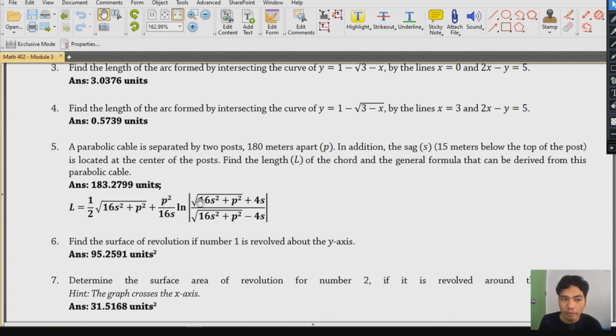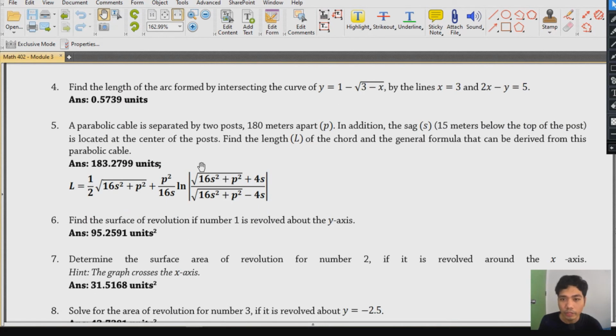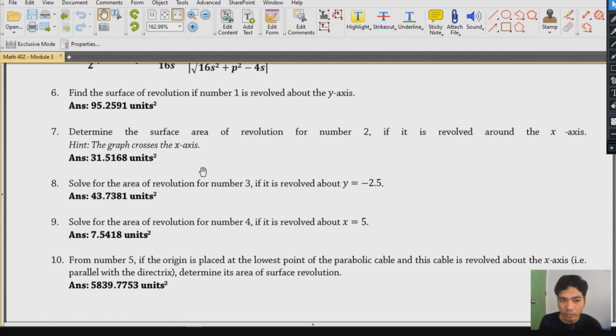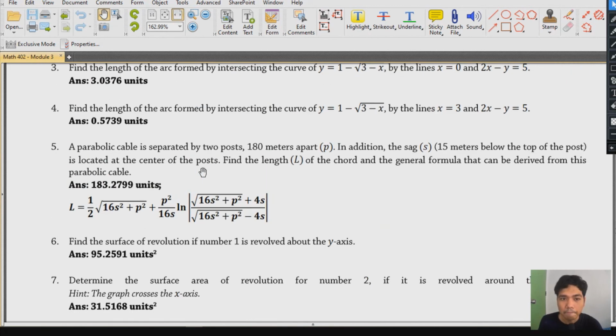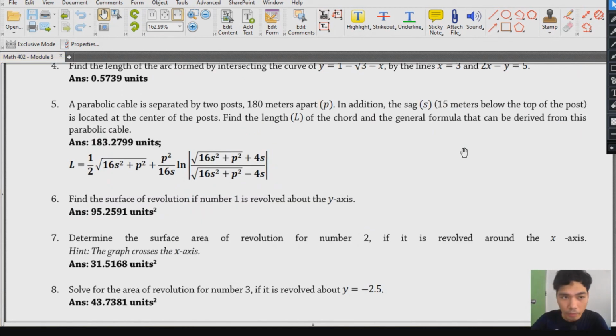So itong parabolic cable, let's try to solve for this, diba? And this is quite an application of your arc length. A parabolic cable is separated by two posts 180 meters apart. Let's try to illustrate that. So we have this post, okay? Litan lang natin.